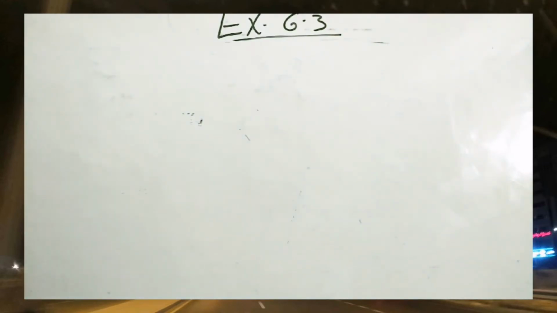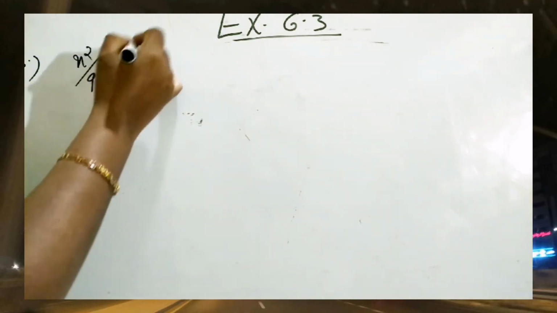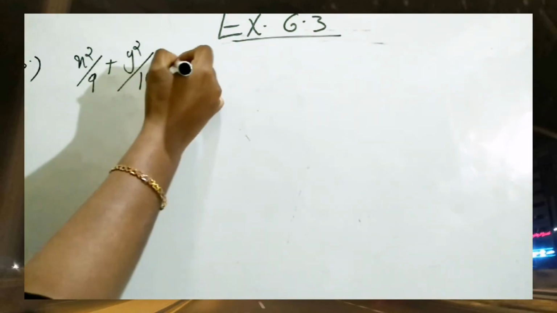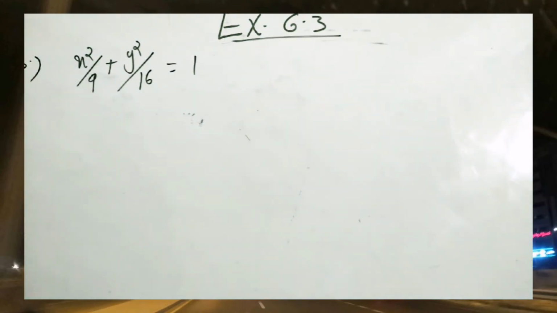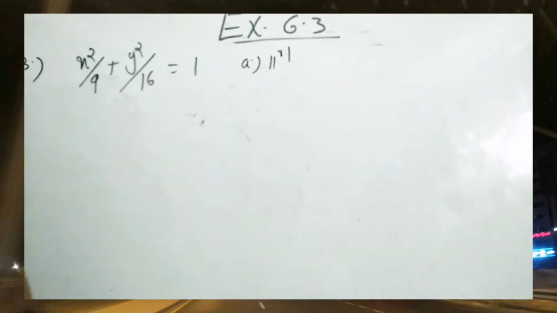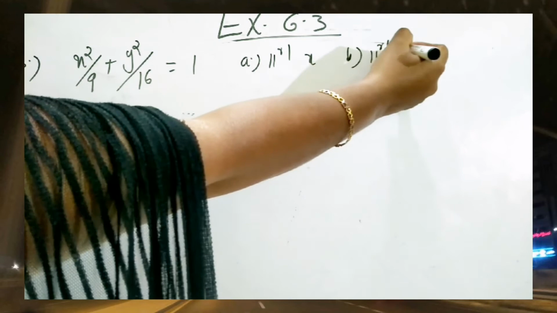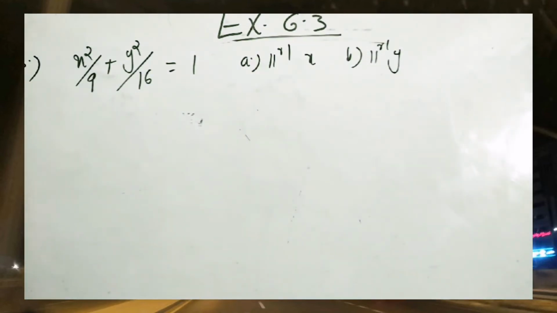Find the points on the curve x square by 9 plus y square by 16 is equal to 1, at which the tangents are, first one parallel to x-axis, and second one parallel to y-axis. We need to find the points on the curve at which the tangents are parallel to x-axis and parallel to y-axis.